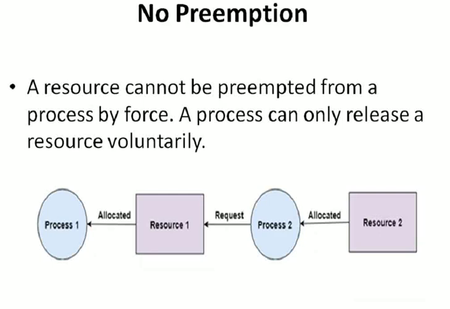Then the third one, non-preemption. A resource cannot be preempted from a process by force. Forcefully we can't do anything in this method of non-preemption. A process can only release a resource voluntarily. If the process voluntarily releases the resource, then the next process can take it.